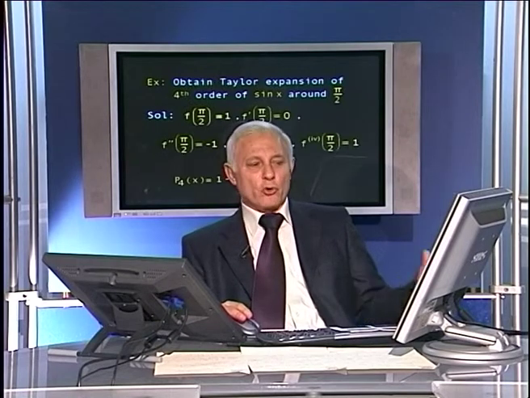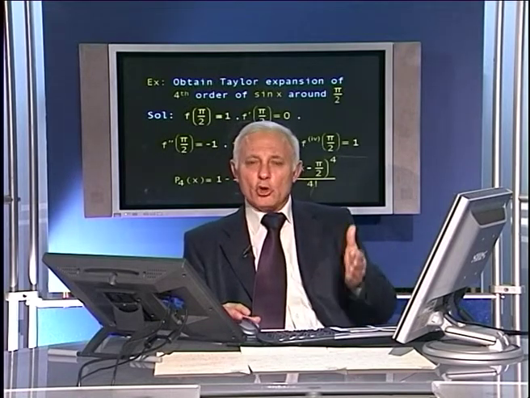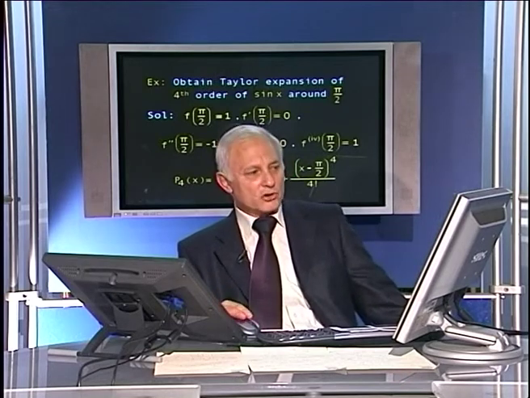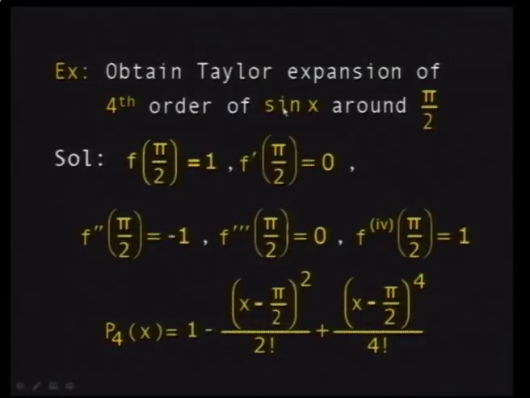So the idea is what? It is to approximate locally your function by a polynomial. That's the idea behind Taylor expansion. Here, for example, you have the function sine x, and you want to expand it around the point pi by 2. So what you do, you substitute in the Taylor expansion.